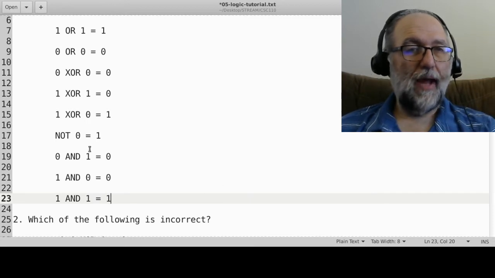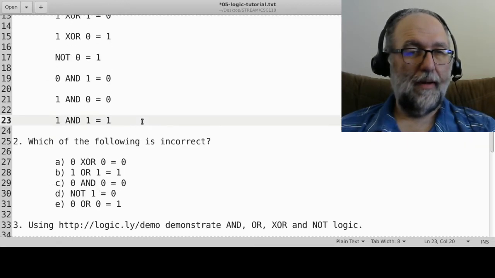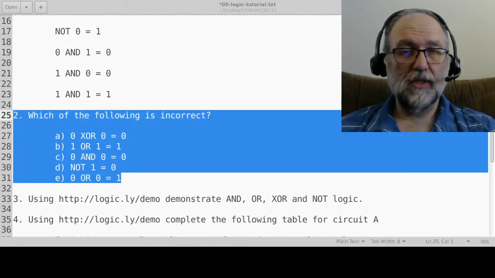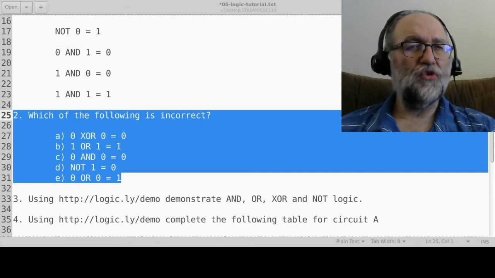So I would have questions like this and mix them up. Now, your tests and your assignments are multiple choice, so I actually have a little bit of a variation on this.